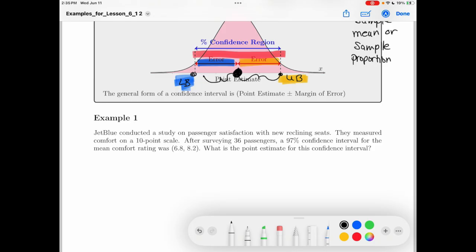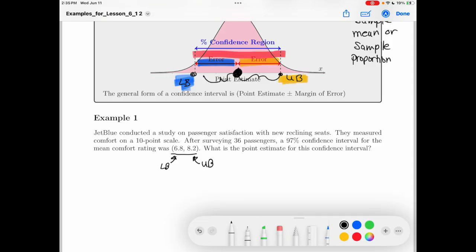Let's look at example 1. JetBlue conducted a study on passenger satisfaction with new reclining seats. They measured the comfort on a 10-point scale. After surveying 36 passengers, a 97% confidence interval for the mean comfort rating was 6.8 to 8.2. This is what's known as interval notation if you haven't seen it before. The number on the left is your lower bound, and the number on your right is your upper bound. The question is asking us to find the point estimate for this confidence interval.